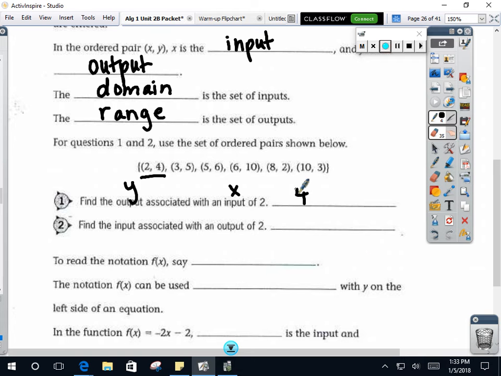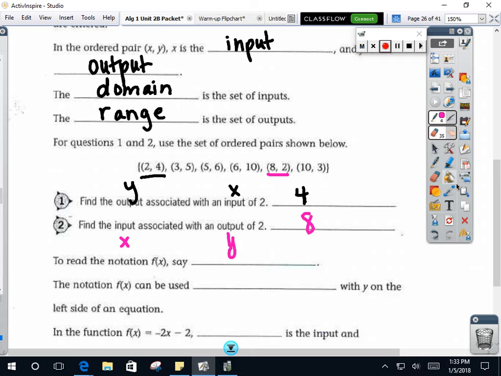Okay, let me say that again in case I confused anybody. It says find the output, which is the y value associated with the x value of 2. Well, the only ordered pair up there that has an x value of 2 is this one, and its output is 4. In question 2, it says find the input, so this time we're finding the x value associated with the output of 2. Which ordered pair is that? 8, 2. So that answer would be 8.